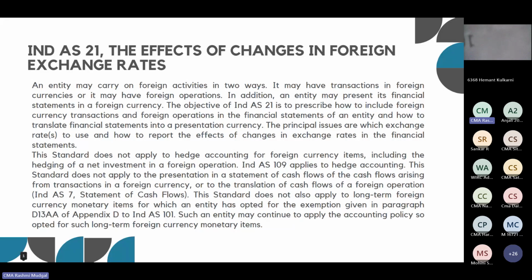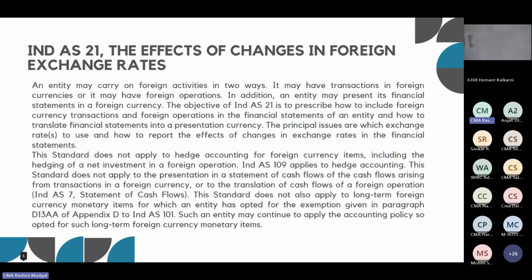The standard does not apply to hedge accounting of foreign currency items. So this is not about hedging techniques where I am managing my foreign exchange. No, no, no. This is something which has already happened, and I am doing the accounting. It includes the hedging of net investment in foreign operations. Ind AS 109 also applies to hedge accounting.